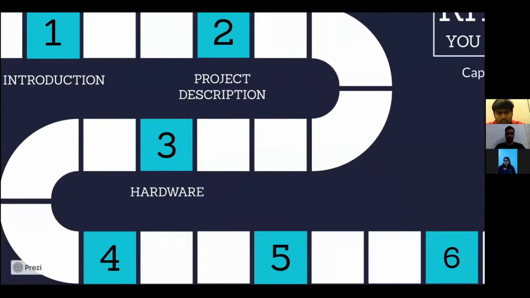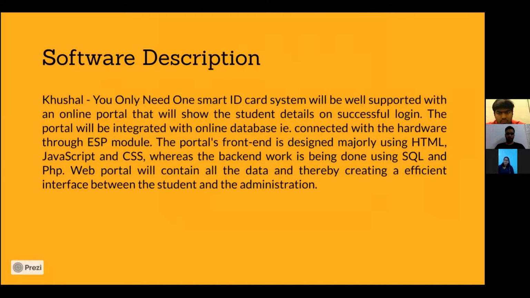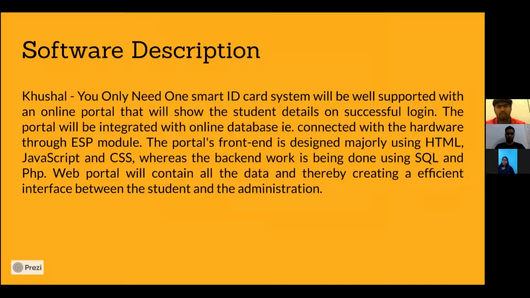Moving on is the software. In the software description, you only need one smart ID card, which will be well supported with the online portal that will show the student detail on a successful login. The portal will be integrated with the online database that is connected with the hardware through ESP module. The portal's frontend is designed majorly using HTML and JavaScript and CSS, whereas the backend work will be done using SQL and PHP. Web portal will contain all the data and thereby creating an efficient interface between the student and the administration.